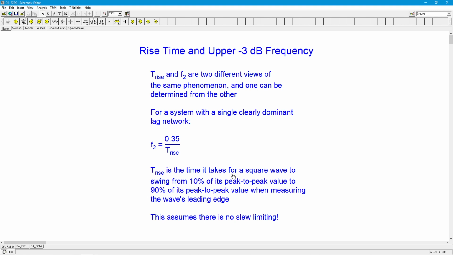So that same value of R and C we know is what sets the critical frequency, the 1 over 2 pi RC calculation that we do. So these things must be interrelated. The proof of this equation, the proof of this 0.35 over T rise equaling F2, you will find in the associated op amps text. Remember, you can download that for free on my websites.